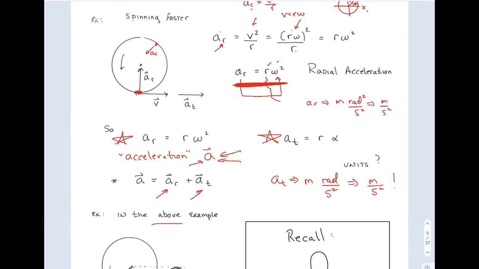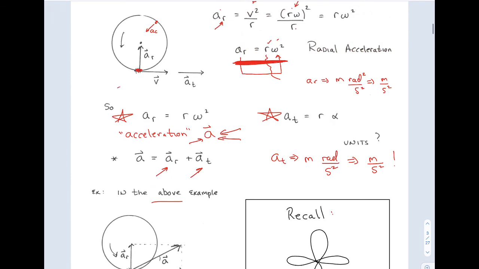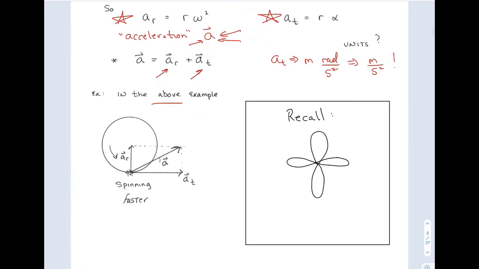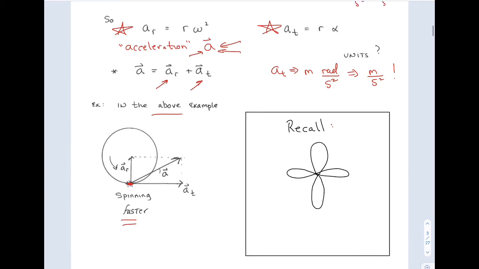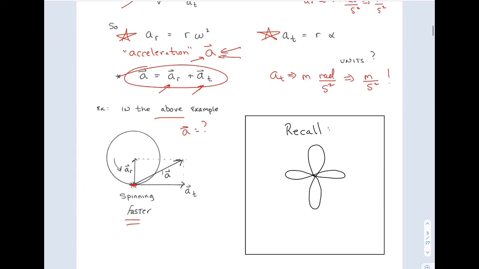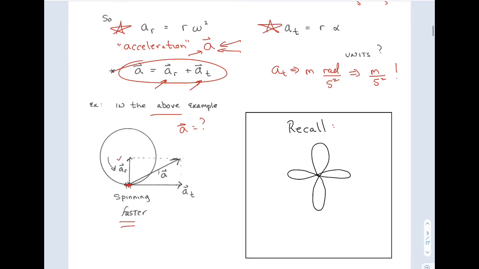So in the example above, same example, here's the bug, and this was spinning faster. So if they ask you to find the acceleration, there's two linear accelerations. You have the radial, that's from the earlier chapter, that's the centripetal, toward the center, and you have the tangential because the spin rate is increasing. So remember we had the tangential which points to the right.